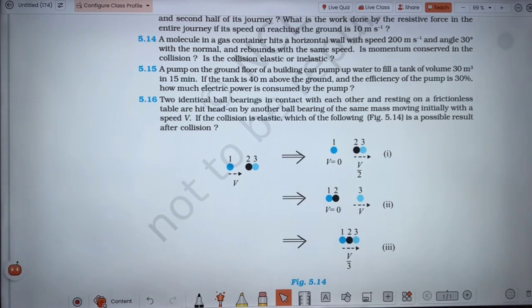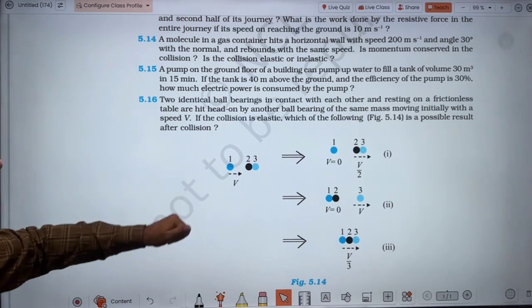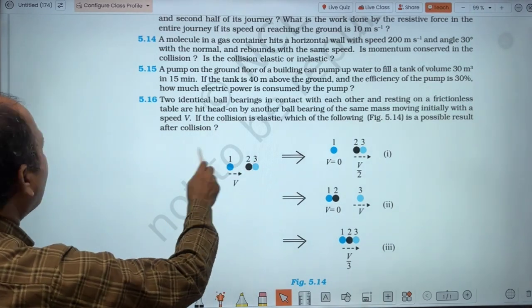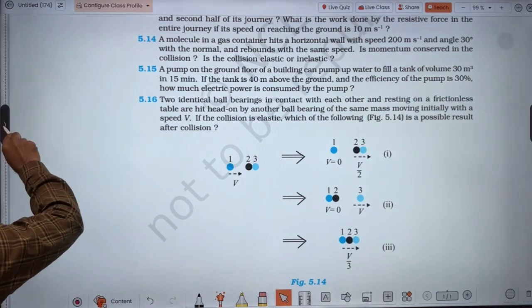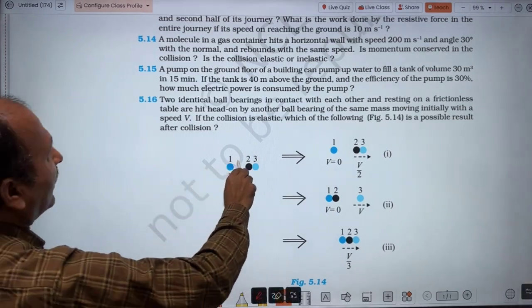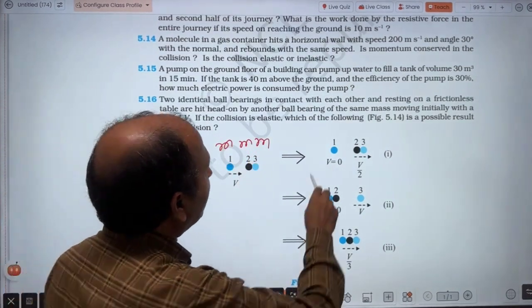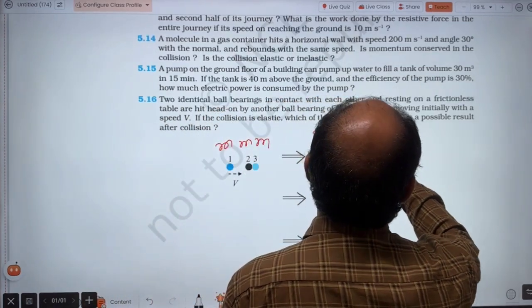So collision is elastic means what? Momentum will remain conserved whether collision is elastic or inelastic, but kinetic energy will also remain conserved if collision is elastic. So here we have to check whether kinetic energy remains conserved or not. So say this is m, this is m, this is m, all three bodies have the same mass.